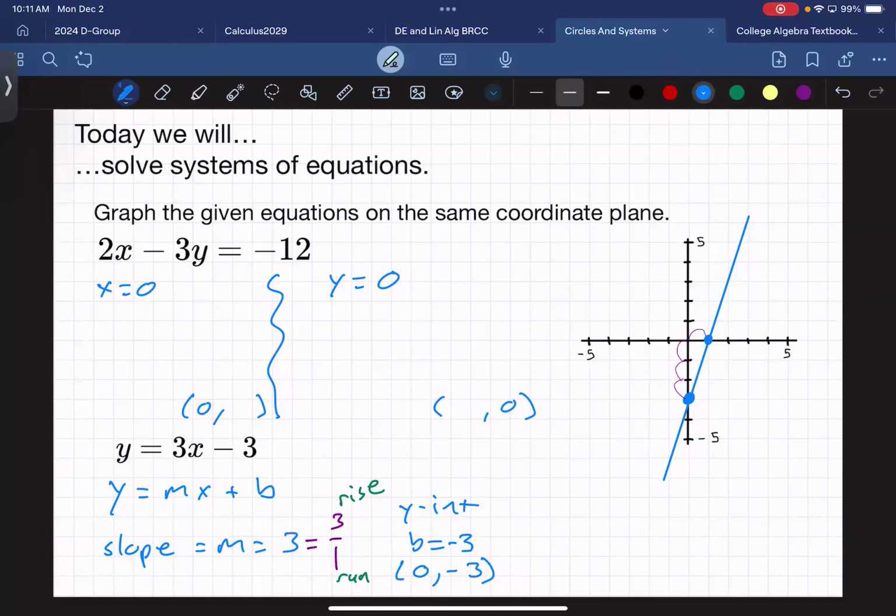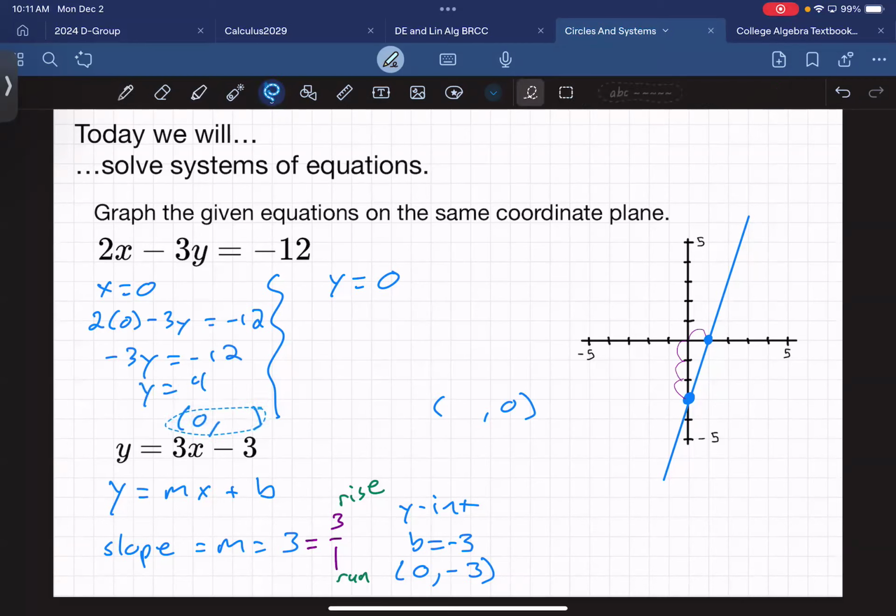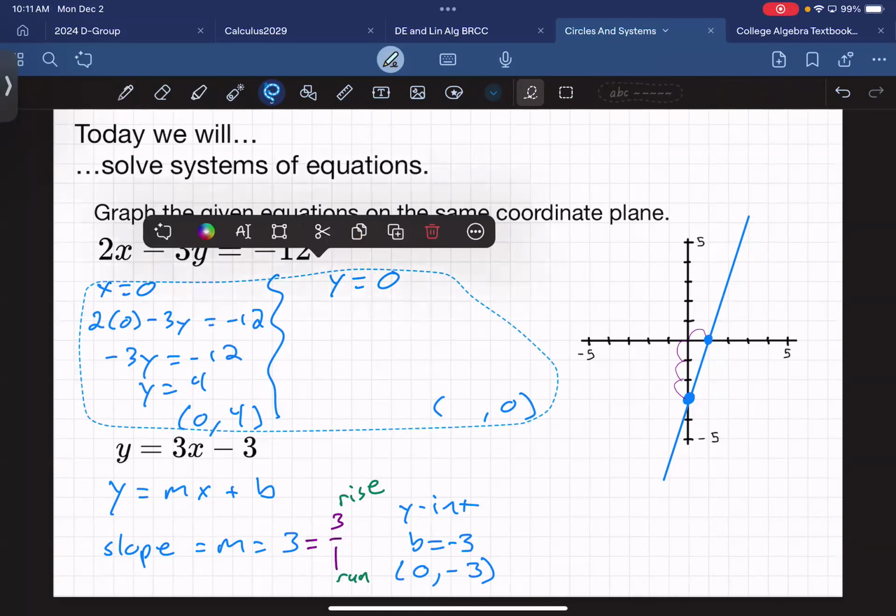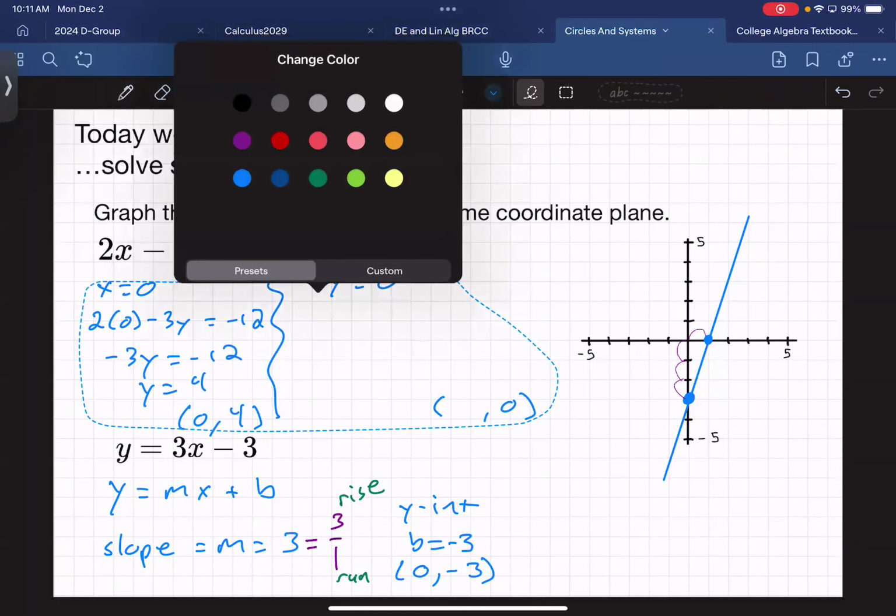All right, so if I let x equal to 0, that'll give us 2 times the 0 minus 3y equal to -12. So -3y equals -12, which will give us what, y equal to 4. We good with that? Questions or concerns?